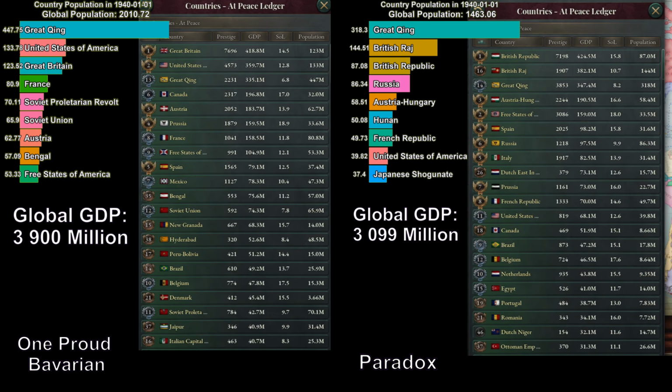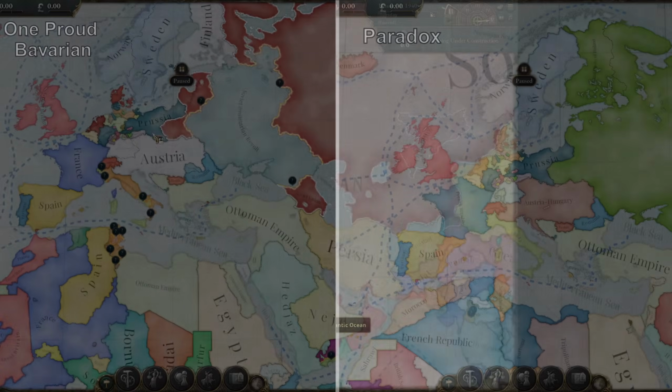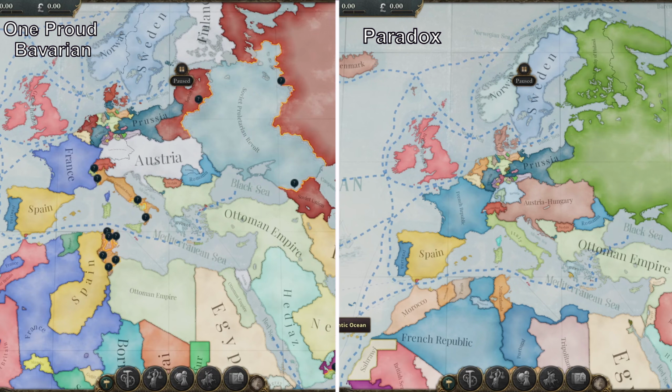I did a GDP comparison video between VTM and vanilla back in December 23, and the global GDP there was about 1.7 billion for VTM and 1.5 billion for vanilla. But these were heavily impacted by the convoy raiding bug. So I guess this here is what you get when you don't have so many bugs in the game. Let's have a look at the state of the worlds and compare them.